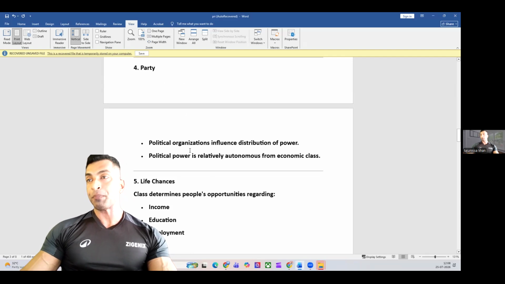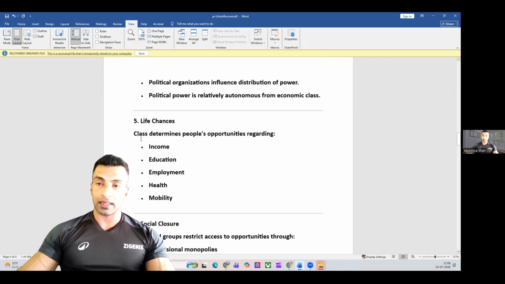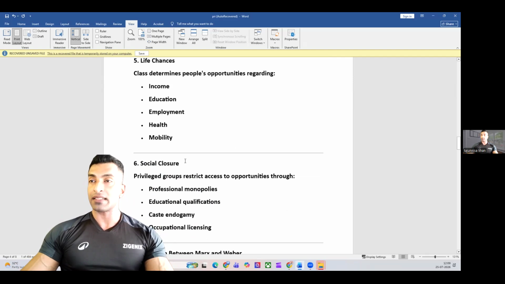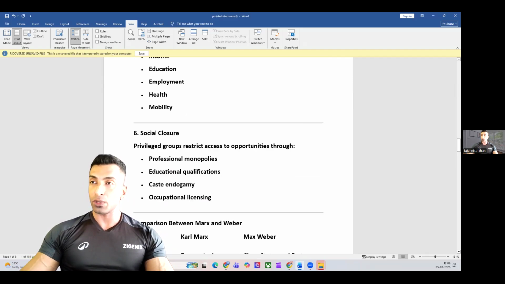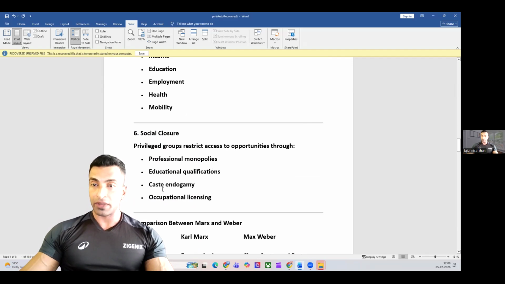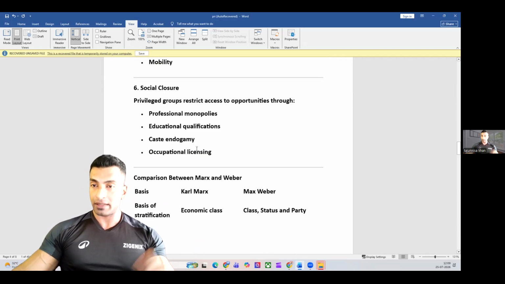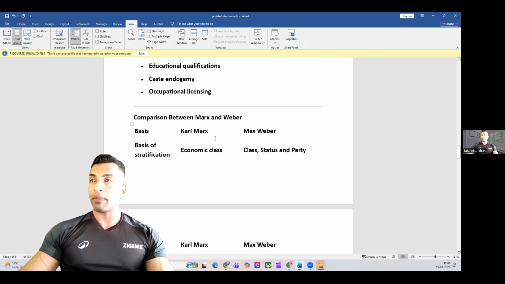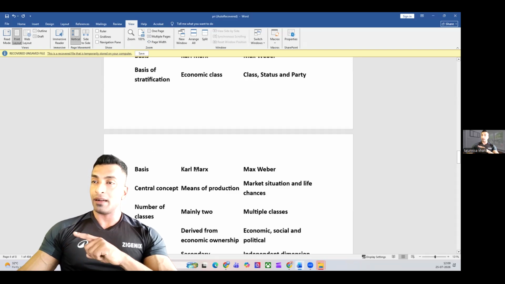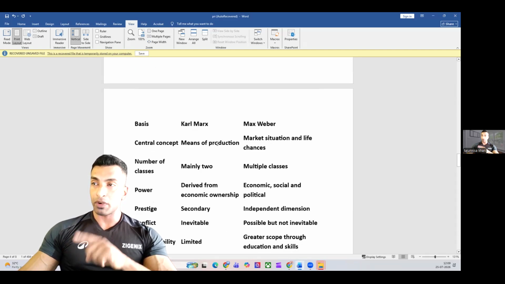So the power dimension. Then you talk about life chances. The class determines people's opportunities regarding income, education, access to health, mobility, employment, and everything. So that's the life chances according to Weber. And then social closure in terms of professional monopolies, licensing, educational qualification, caste endogamy, occupation, etc. Now you can make a comparison. Base, if you see, it's an economic class only. Here, the three dimensions. Again, if you see the central concept, it's about means of production.